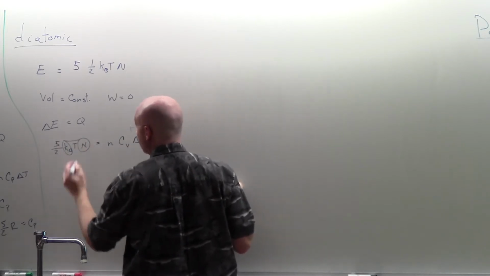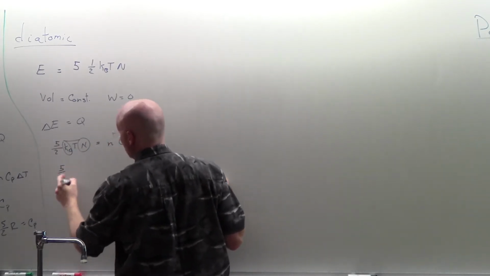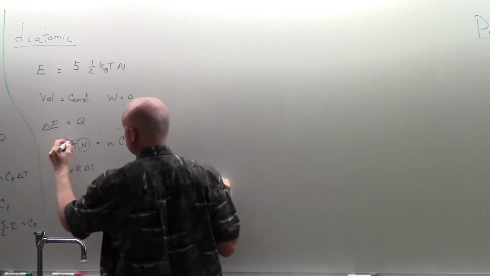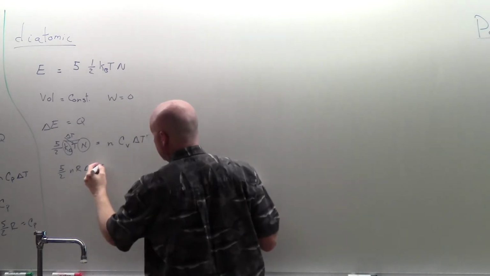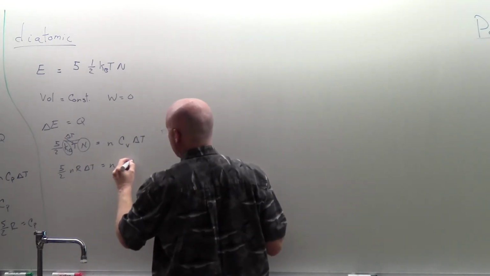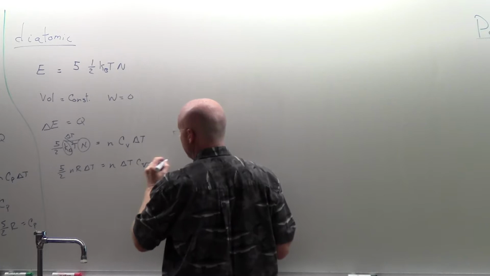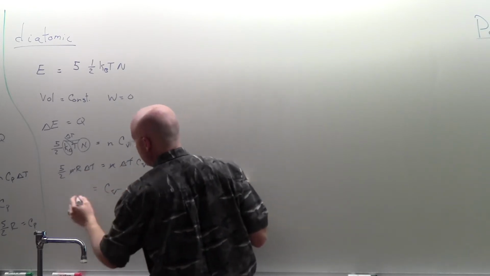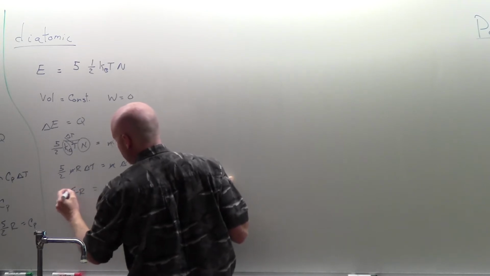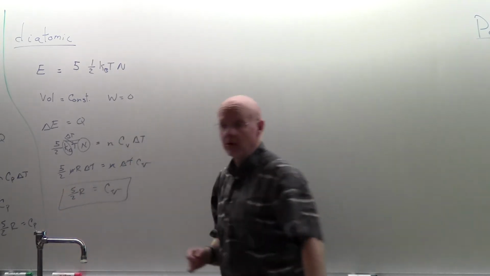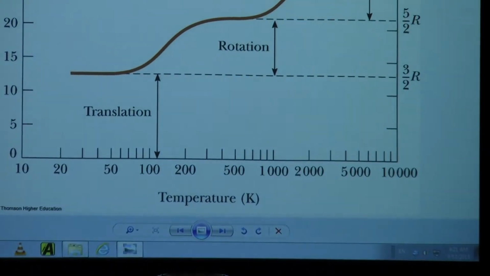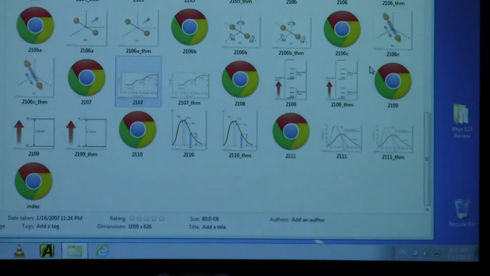If you hook those two together, you get your 5/2 NR, and I should have put this as a delta T, I guess. Delta T, NkT, or delta T Cv. Delta T's cancel off with an N, and Cv should be 5/2 R. Yay! So, as hopefully is being shown in this little diagram, the specific heat is 5/2 R.